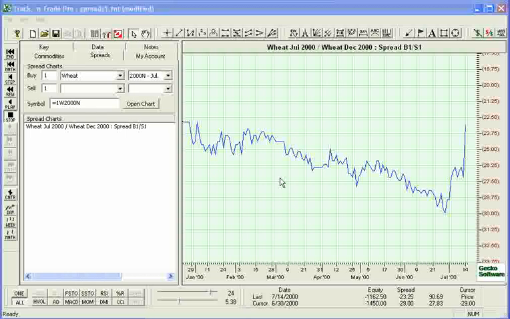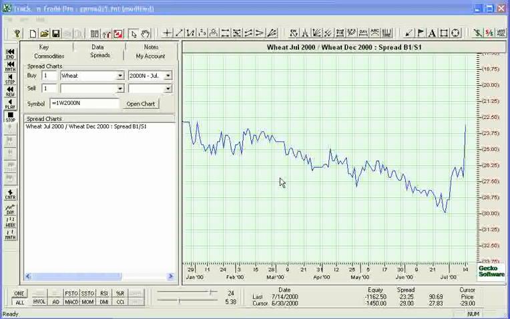Exactly. The outright markets are the outright markets, and the spread is a market in and of itself. It would be almost equivalent to trying to trade the cattle market by only looking at hog charts. They're related, but they're not the same.